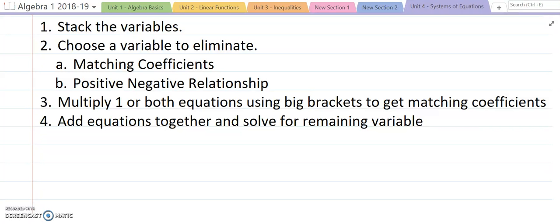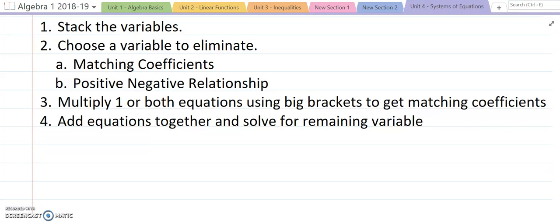Step 3, you're either going to multiply one or both equations using big brackets to match those coefficients up. And one thing that you should have noticed in that last problem is that I used a -2 and not a +2. I chose to use a -2 because I wanted to establish that positive negative relationship. The 2 things that you were looking for in number 2 are the same 2 things that you're trying to create in step 3. So you want a positive negative relationship with matching coefficients. That's how we can eliminate one of the variables.